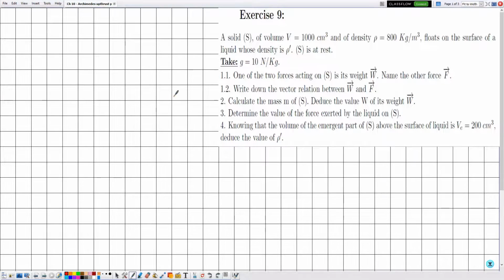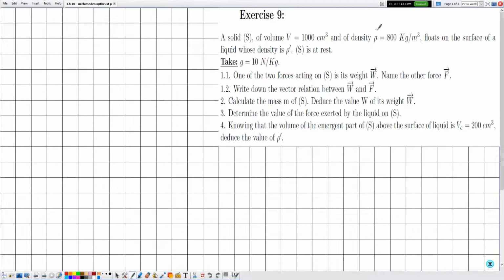Okay, hello everyone, in a new video, part 5 of chapter 10, which is the chapter of Archimedes upthrust in the third unit of mechanics. So now we are going to solve some exercises on what I have explained in part 4. So we have reached exercise number 9.